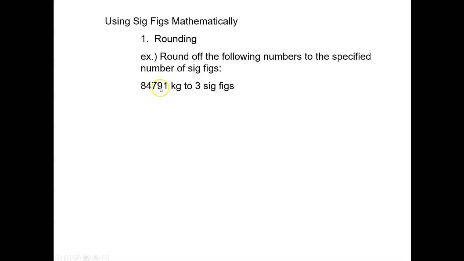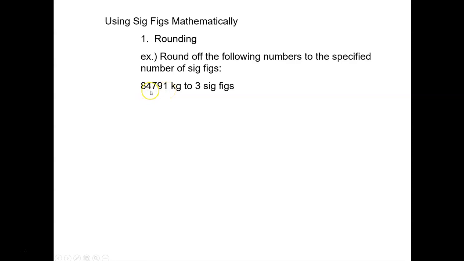8, 4, 7, 9, 1, all count. Now, if I want to round this off, and still keep it close, because rounding just simply means you go to the next closest number. So what's the next closest number to 84,791? Well, 84,792 might be close, or 84,790 would also be close.